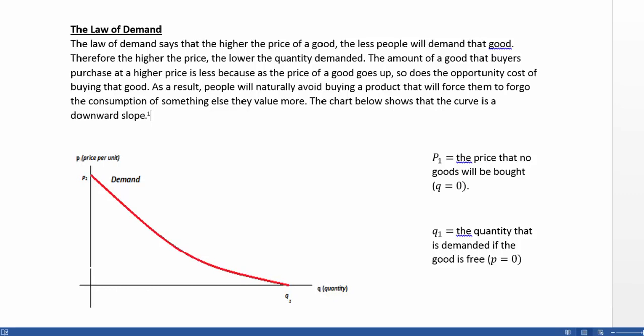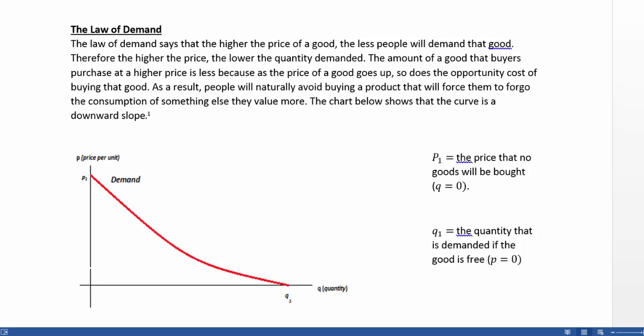The other intersection point is Q sub 1. So this is on the quantity axis, which is the horizontal axis. And Q sub 1 is the quantity that is demanded if the good is free. So if one day cars were being given away for free, you certainly would take some. However, there's only so many that you can take. So there's an upper limit on that. When things are given away for free, how many will be demanded? And that's indicated by Q sub 1.